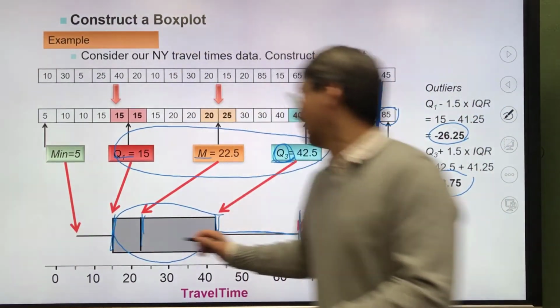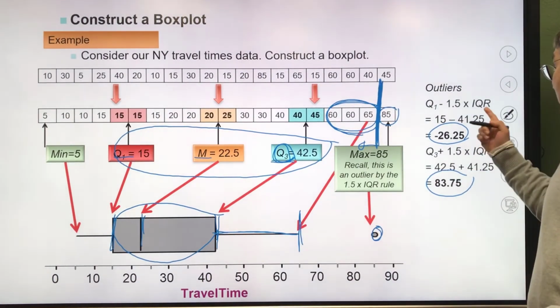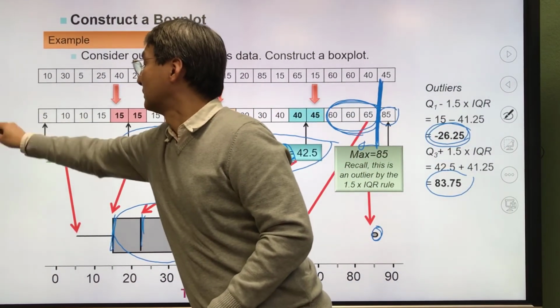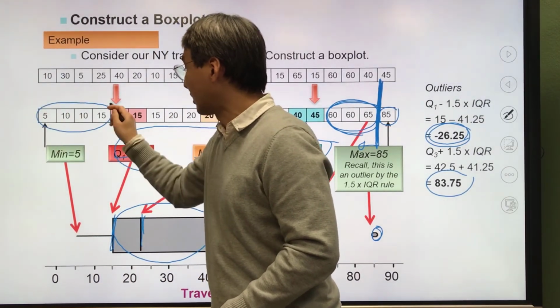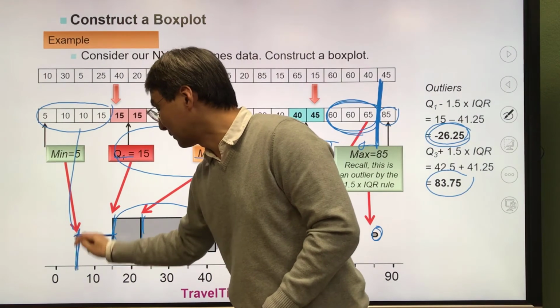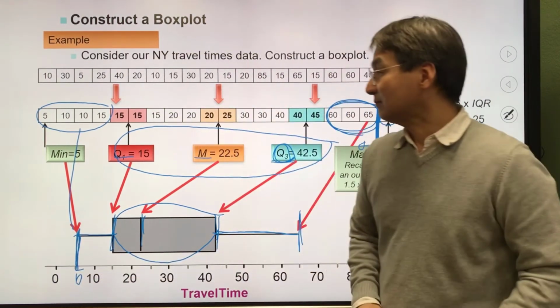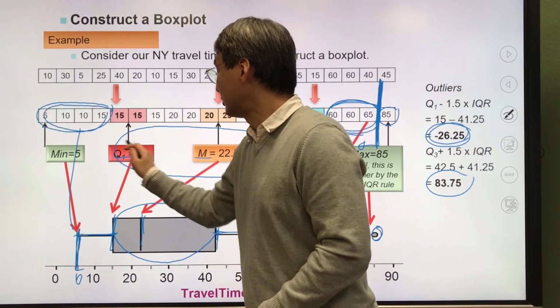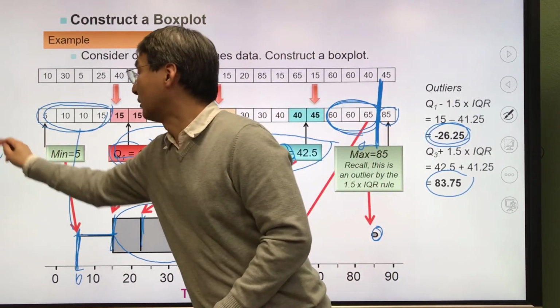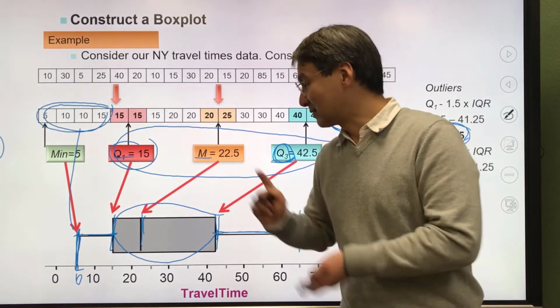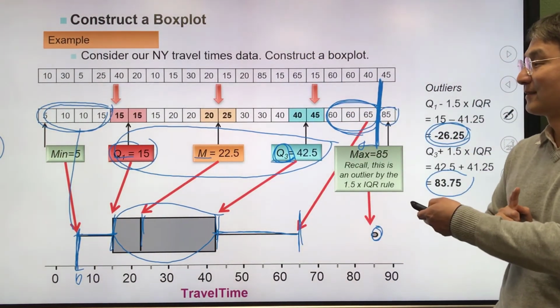Same thing for the lower boundary of outliers, which is negative 26. Negative 26 is way over there. So these data points are represented by the whisker. This is a 5 right there. The whisker represents the data points between Q1 and the lower boundary of outliers. This is the box plot.